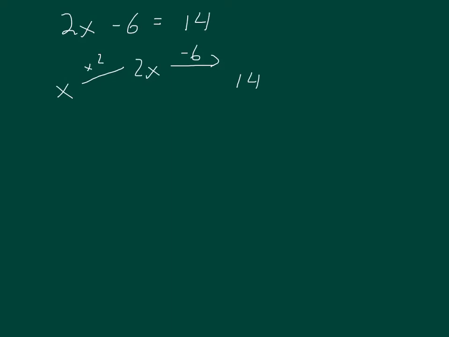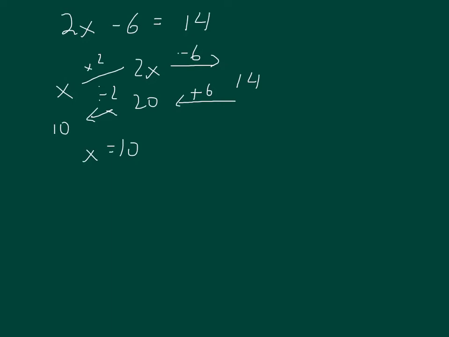Now I'm going to backtrack. So I'm going to go back this way. So instead of subtracting 6, I'm going to add 6. So when you backtrack, you're undoing the operations. So when I do that, 14 plus 6 is going to be 20. And then instead of multiplying by 2, I'm going to divide by 2. So 20 divided by 2 is 10. So x would equal 10. That's using the backtrack method.